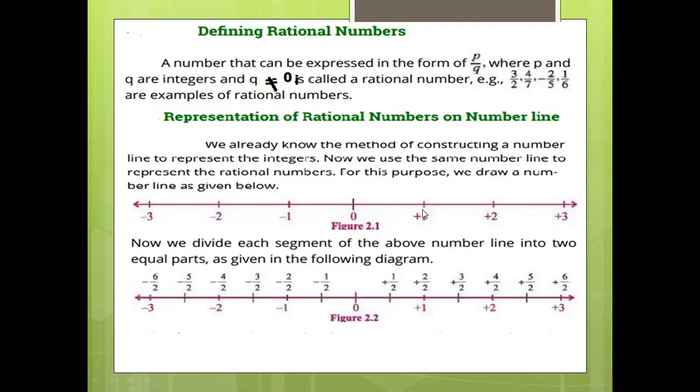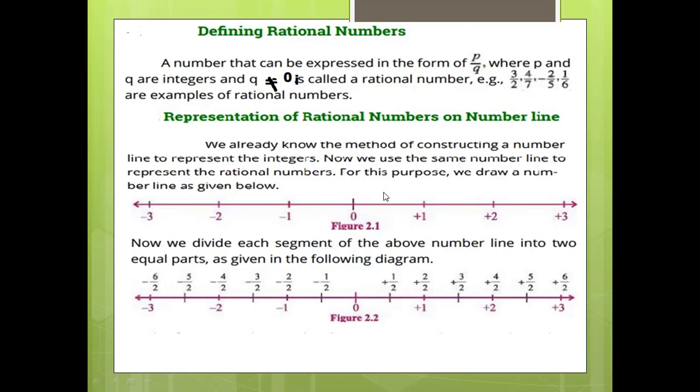You already learned how to draw integers on a number line in class 6, in which you draw the positive and negative integers on a number line. Here you have to draw the rational numbers on a number line. You know that the positive numbers we draw on the right side of 0, and negative numbers we draw on the left side of 0. But here, how to draw the rational numbers?